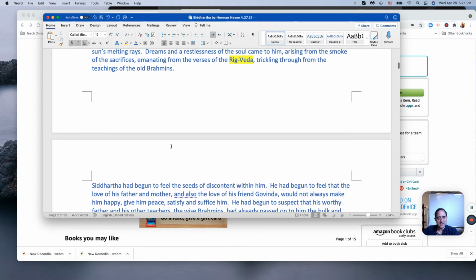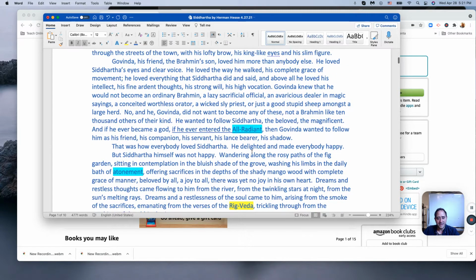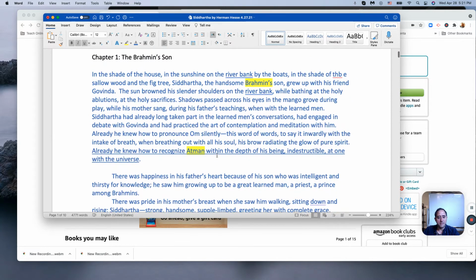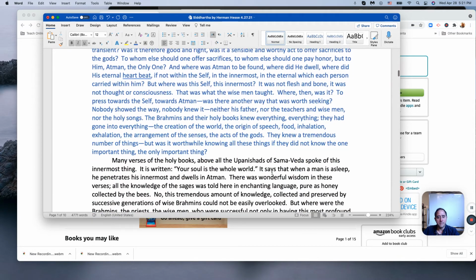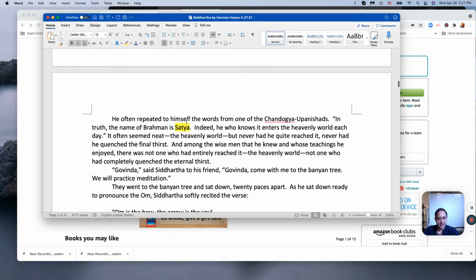So we've come across them in here, the Rig Veda, the Atman, Brahman, and Brahmins, but Brahman, and Satya. So the name of Brahman.